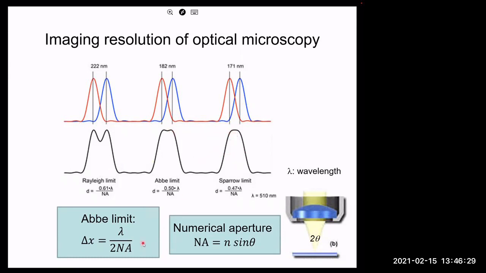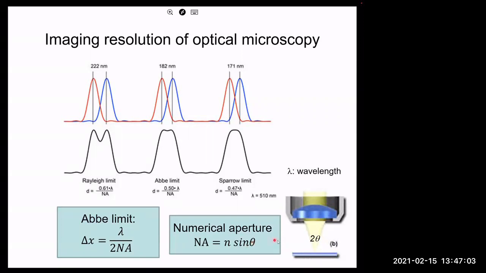So these are all technical. You can see just the coefficient is different, but what's important is the scaling. It depends on the wavelength. The shorter the wavelength you have, the higher the resolution you get. It also depends on the numerical aperture, that is the index of refraction times sine of the half angle, the viewing angle. So this is the optics, this is the object, and the 2 theta defines theta here.